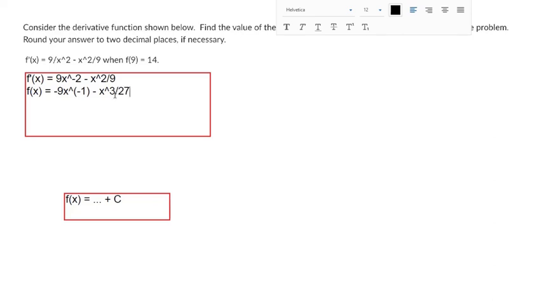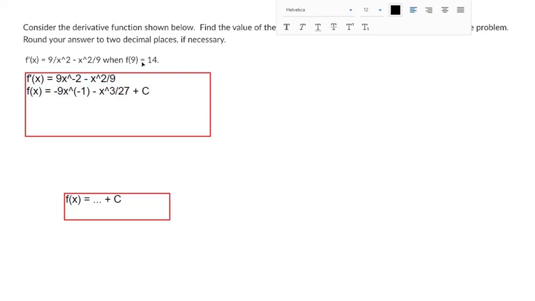Okay, so check it one more time. If you take a derivative, this term makes 9x to the negative second, which is what we wanted. If you take a derivative of this term, the 3 comes down and multiplies to give you x squared over 9, which is what we wanted up here. So that's what we call the antiderivative. But then if you were to add 1 to it, this derivative would still be this, right? If you add 2 to it, this derivative would still be this. So that's why we say plus some constant c here.